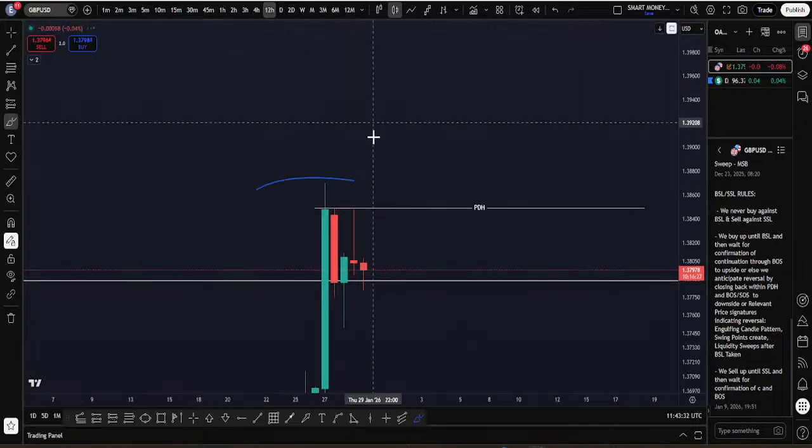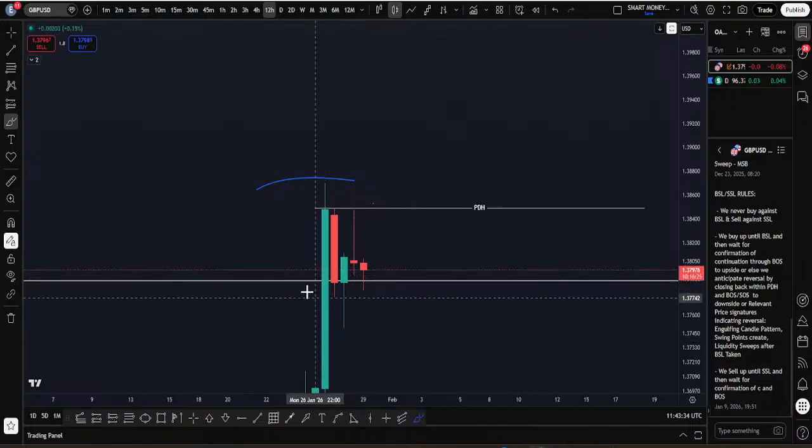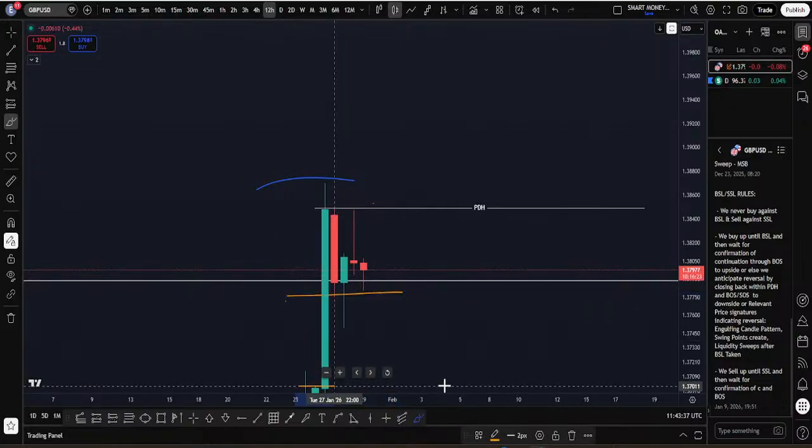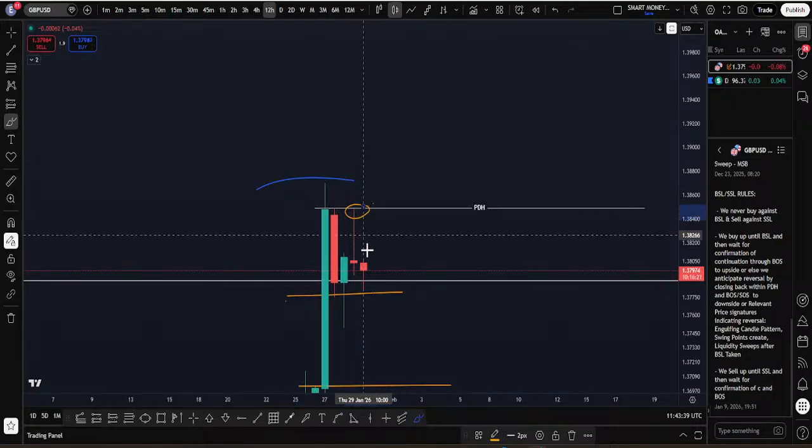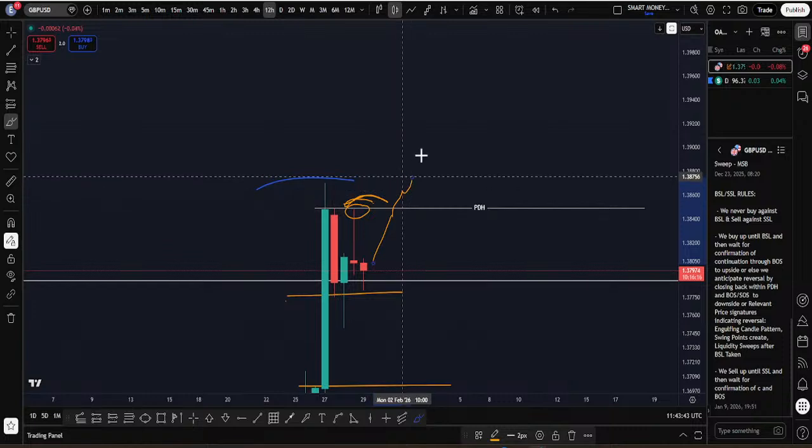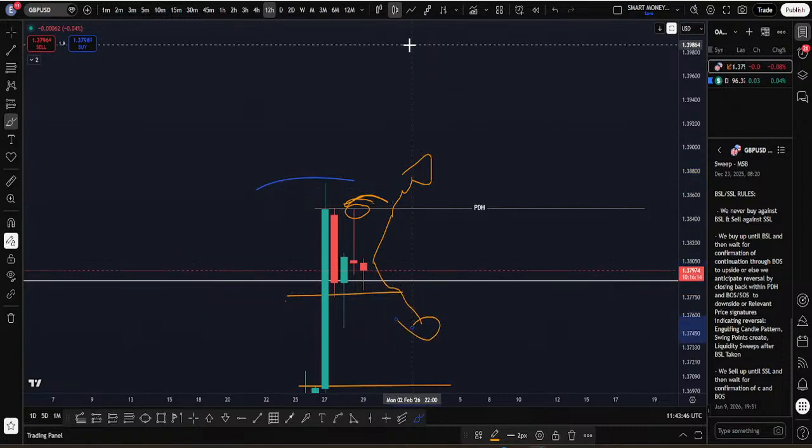We can look at 12 hour. Okay, the 12 hour is fascinating because we hit this FVG over here, and then we couldn't get beyond this level, and we're creating... For me, we'll have to wait and see. Price could easily go that way. I think we just got to wait and see.